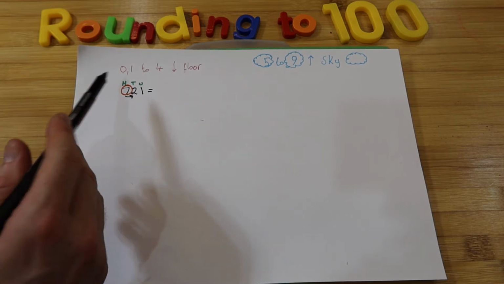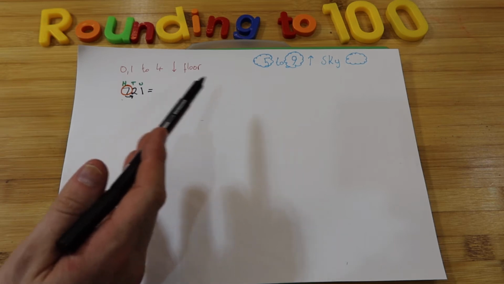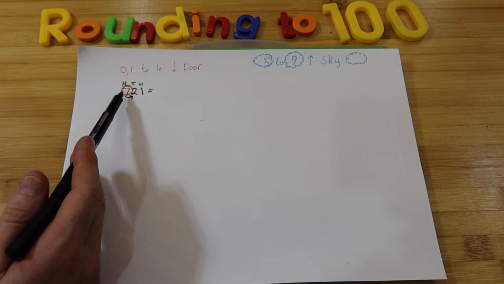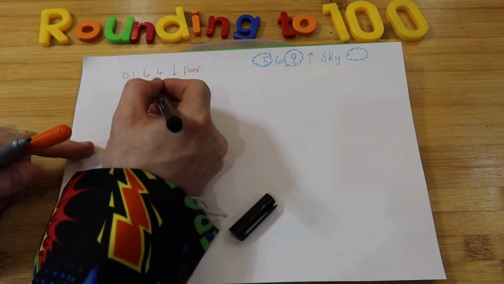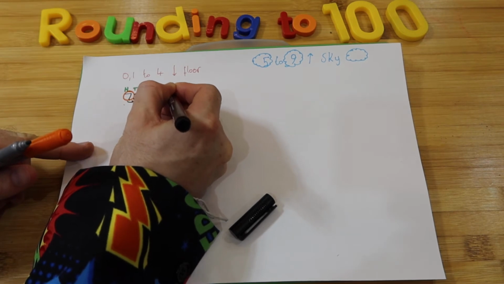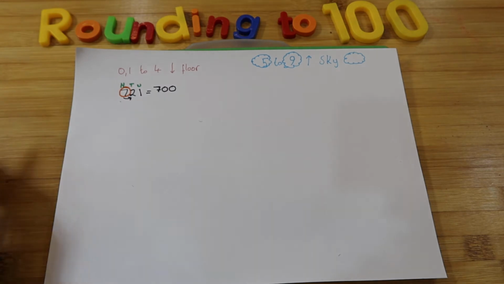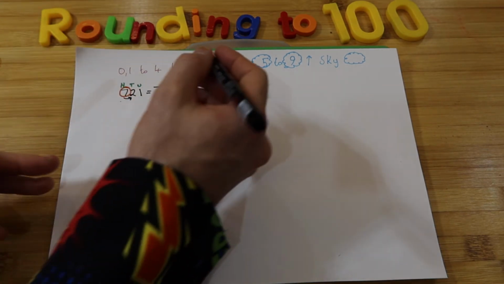So let's go. 0, 1 to 4, round down to the floor. 5 to 9, round up to the sky. It's a 2, so we're going to round down. Now if we round up, it would be 800. But if we round down, it would be 700. Excellent. Okay, we'll do a few examples of these. Like I said, you can pause before I finish, so you can have a go at doing it. Let's have a look at another one.